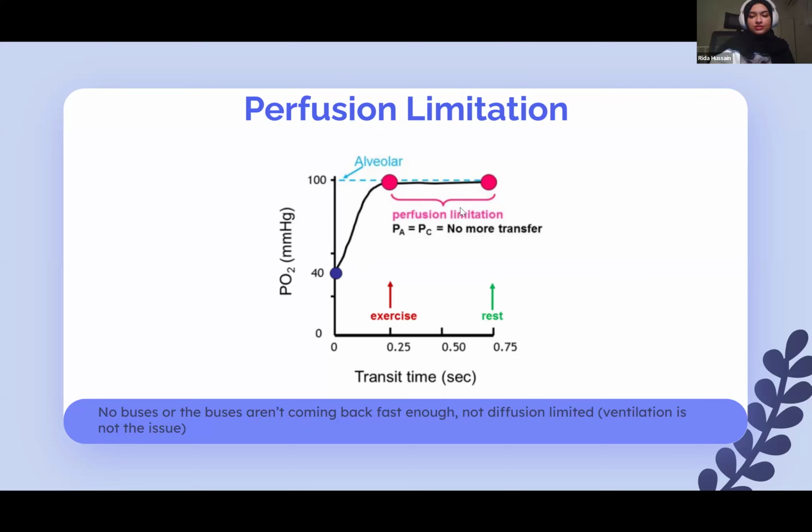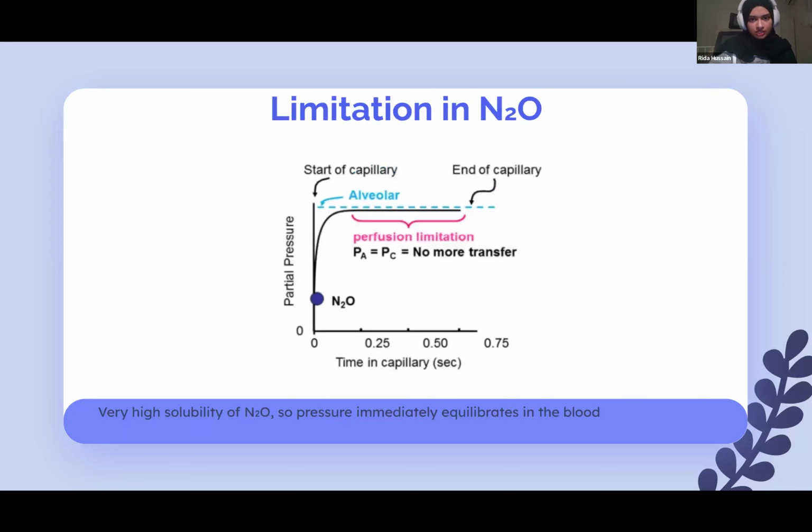So let's get into different gases. We discussed the partial pressure of oxygen. Let's get into nitrous oxide. So right off the bat, what do you guys think this is? It's on the diagram. I would like you guys to answer this, please.